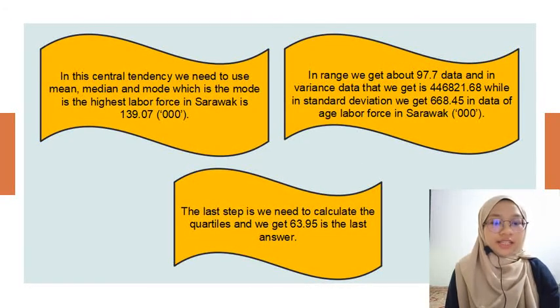In central tendency, we need to use mean, median, and mode, where the mode is the highest labour force in Sarawak, which is 139.07. In range, we get about 97.7, and in variance the data that we get is 4,046,821.68, while in standard deviation we get 668.45 in data of age labour force in Sarawak.